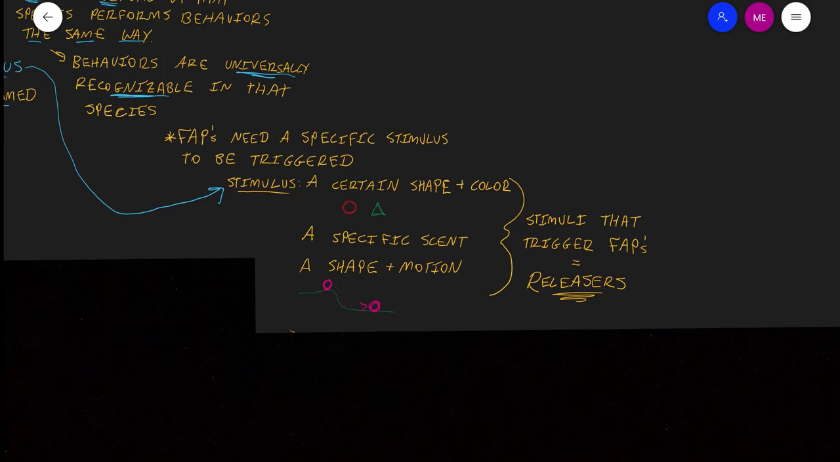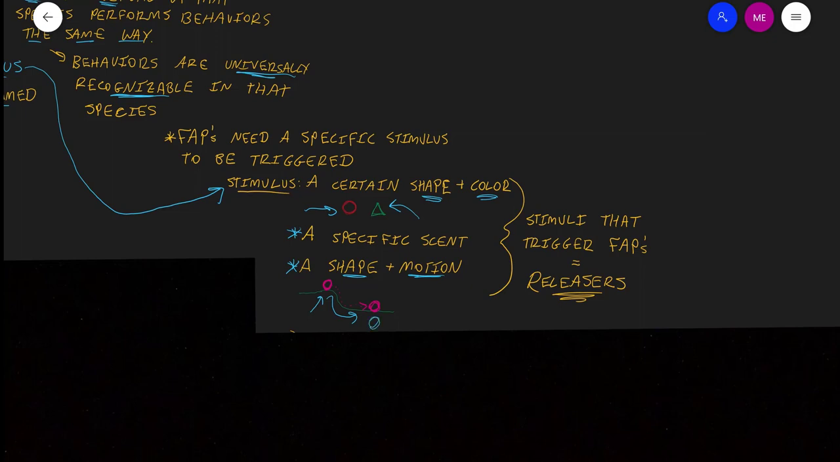Like several common stimuli that trigger fixed action patterns can be a certain shape combined with a certain color, like red circular spots on the body of an animal, angular shapes located on the body of the animal. Think like pigmentation, color patterns, that sort of thing. It can also be non-visual. It can be something like a specific scent, an odor that triggers the behavior. Or you can have a combination of two different visual stimuli. For example, a shape that's in motion. Perhaps something circular that rolls down a hill and then stops at the bottom.